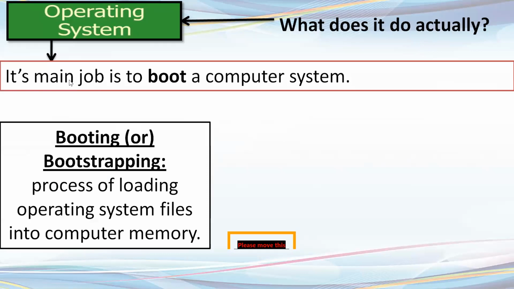So the question is, what is an operating system? What does it do actually? Just now we spoke that it makes the communication possible, right? So the answer is, its main job is to boot a computer system. What is booting? Booting is a process of loading your operating system files into the computer memory.